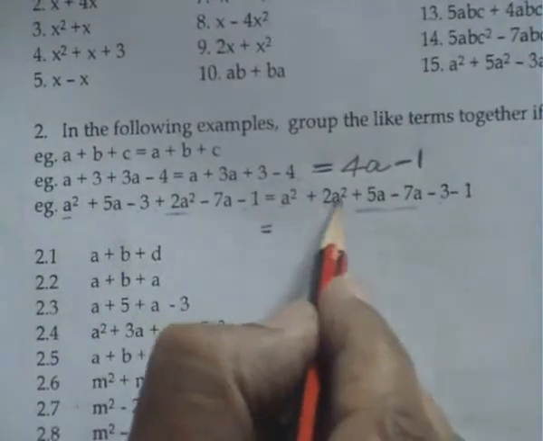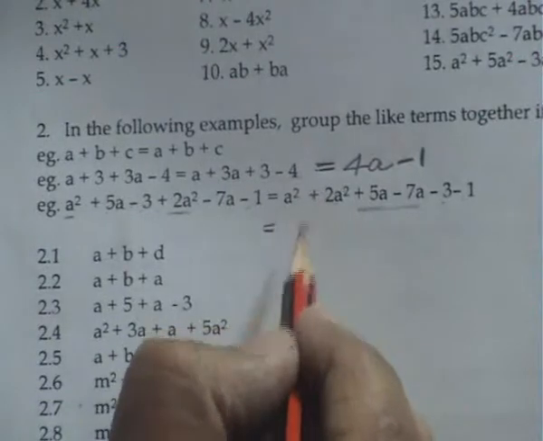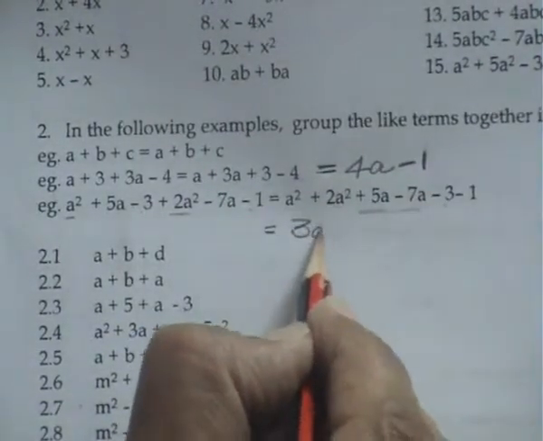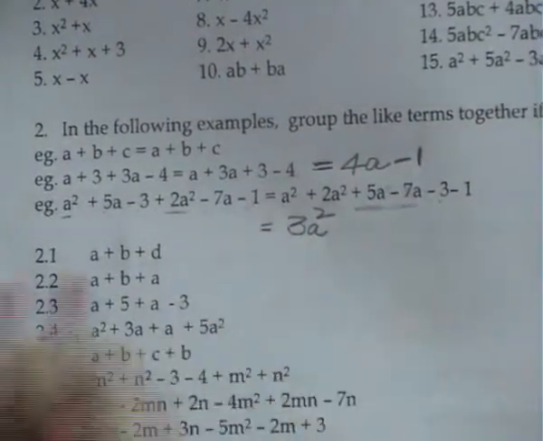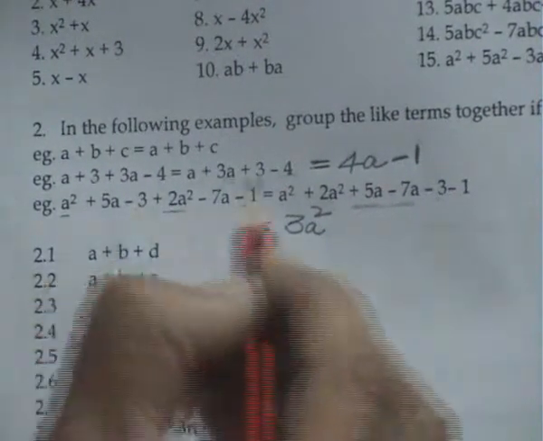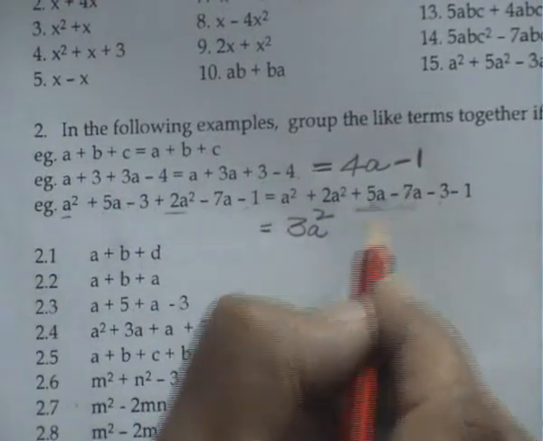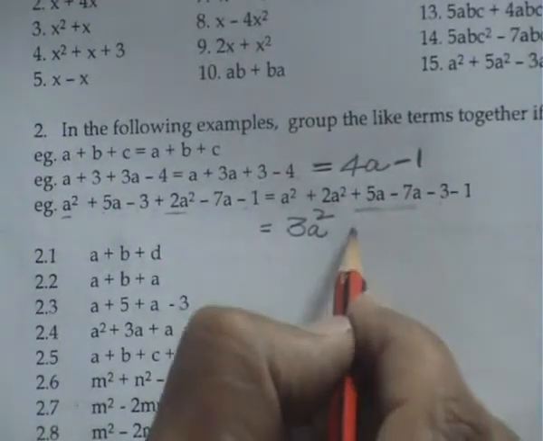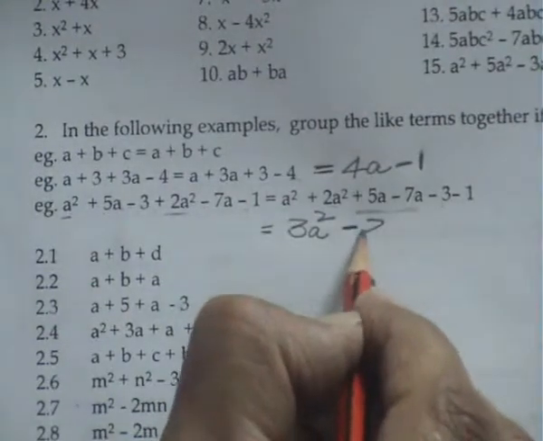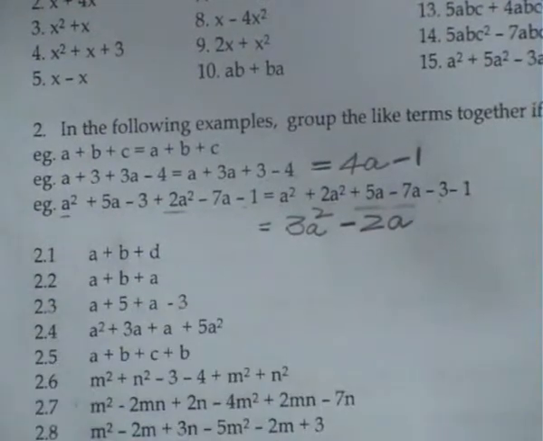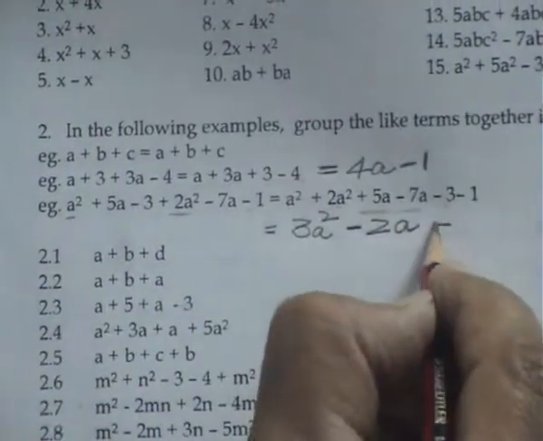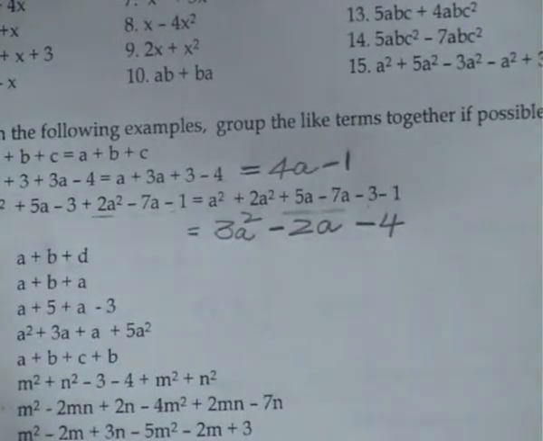Now the a squared plus 2a squared will give us 1 plus 2, 3a squared. Now 5a minus 7a. Remember, this is integers. So 5 minus 7, you have 5, you owe 7. You'll end up owing 2a. Then minus 3 minus 1, you're owing 3, you're owing 1, you'll end up owing 4. So there's your final answer, 3a squared minus 2a minus 4.